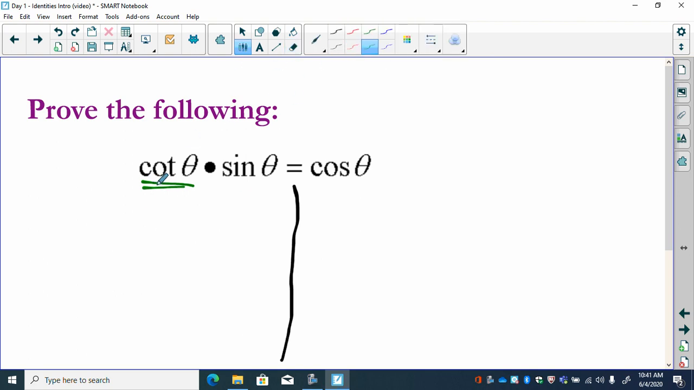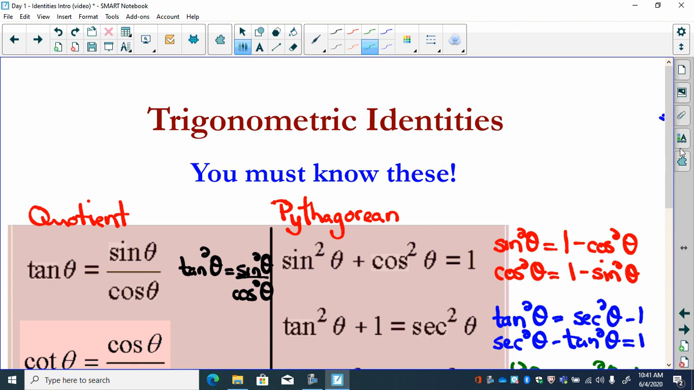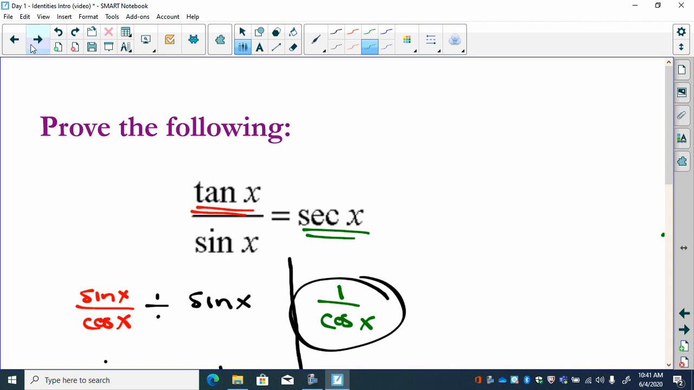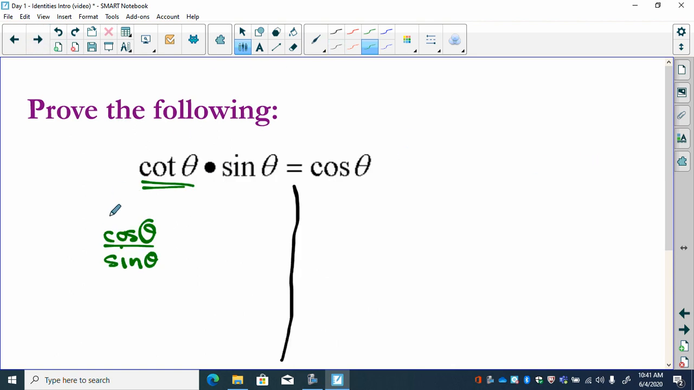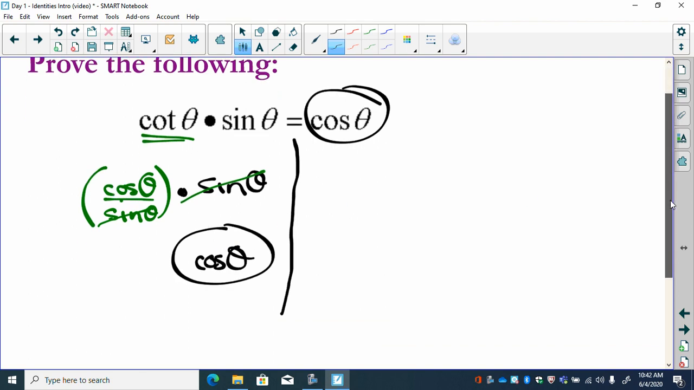But the obvious or the more appropriate direct substitution to use in this case would be cotangent theta equals cosine theta over sine theta. That is a quotient identity, and we see it right here. Cotangent theta is equal to cosine over sine. So I'm just replacing that with cosine over sine. So times sine theta, I can slash these off, and I would be left with cosine theta on the left and right, and I can move on.